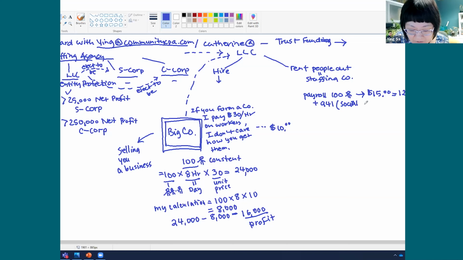Social Security, Medicare, and withholding, both federal and state, right? So these reduce the total you give out of the $12,000 because that comes out of the employee's check, right? So these reduce that.